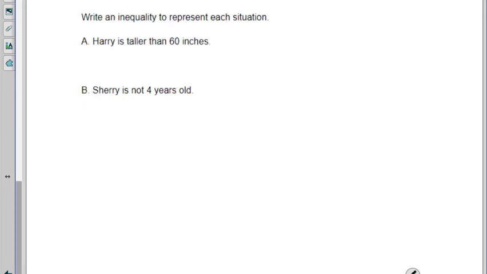All right, so we have 2 more for you to try. Write an inequality to represent each situation. Harry's taller than 60 inches. Sherry's not 4 years old. See what you can do with that. We'll talk about it in class.